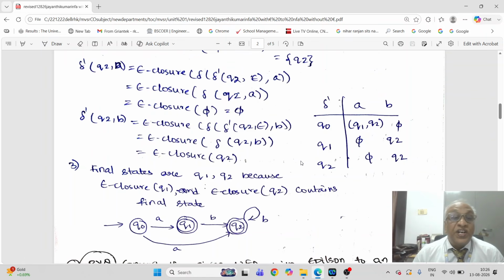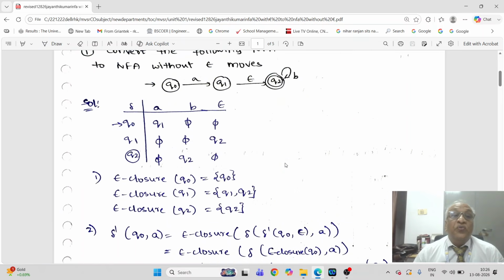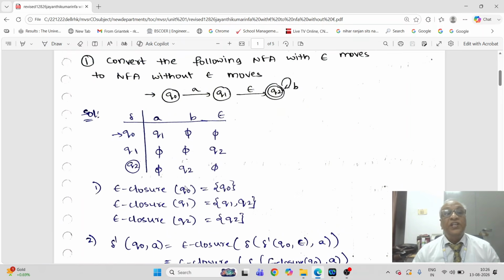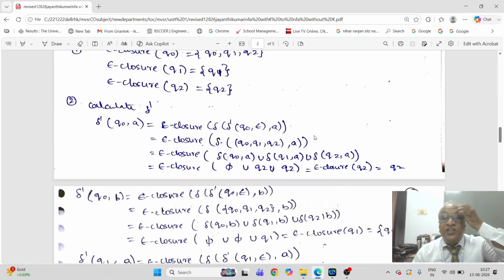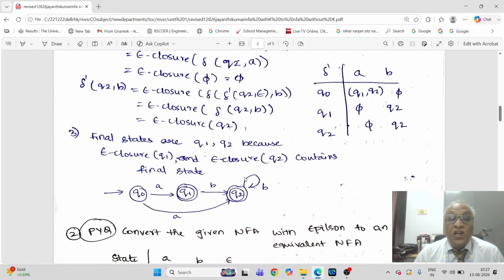Now, which states are final states? Whichever states have a final state in their epsilon closure. Here, which is the final state? Q2 is the final state. So Q2 is in epsilon closure of Q1 and Q2 is in epsilon closure of Q2. So Q1 and Q2 both will become the final states. As you can see here, you can mention Q1 and Q2 are both the final states. Q0 is the initial state.